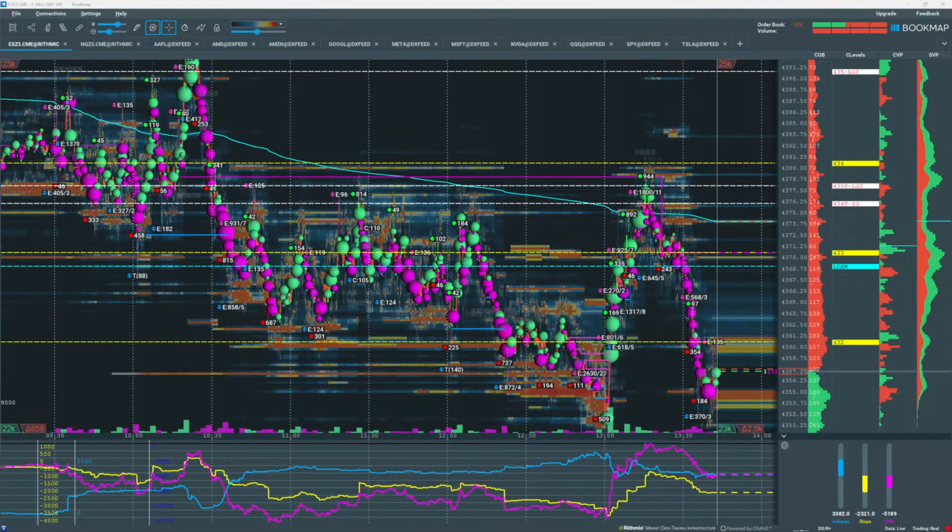In Bookmap, I have my own cloud notes here, and I'm showing SPX levels. So again, there's the 43.48 and the 43.50 level.